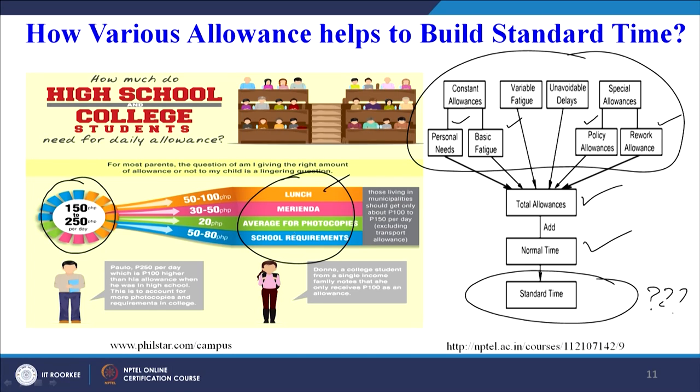that is, for lunch, and then for photocopies and school requirements. So all this is just one example of allowances which are given to the students. Here we are talking about the allowances which must be given to the worker.